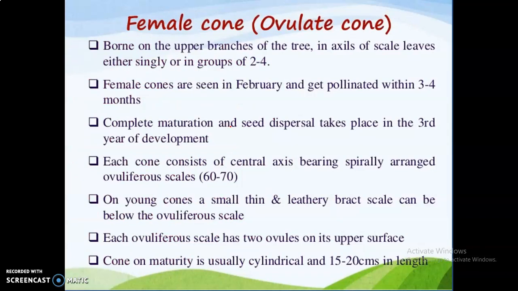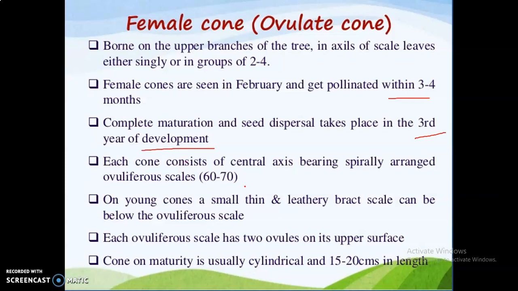Now comes the female cone. These are borne on the upper branches in the axil of leaf, present singly or in groups of 2 to 4. Female cones are seen in February and get pollinated within 3 to 4 months. The female cone takes 3 years for full maturation, and seed dispersal takes place in the 3rd year of development of the female cone.